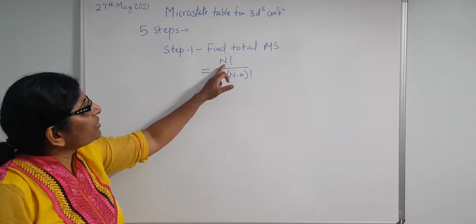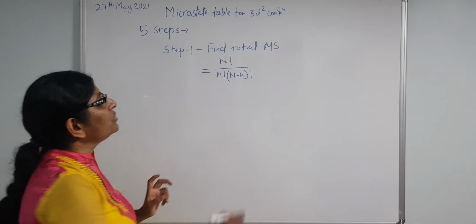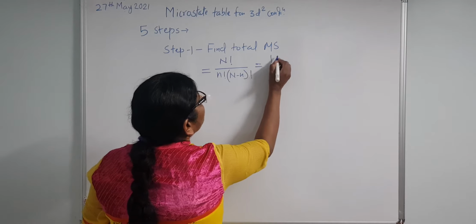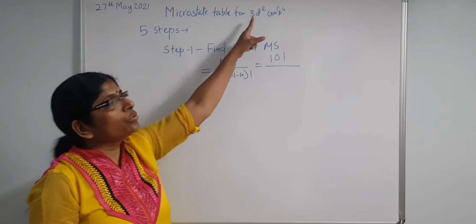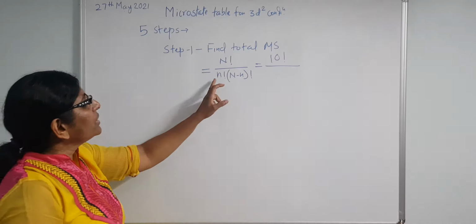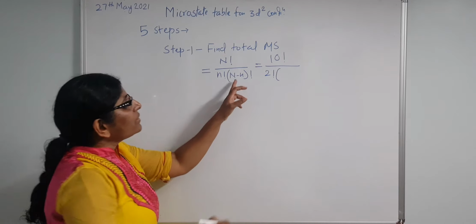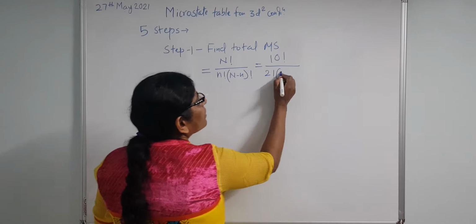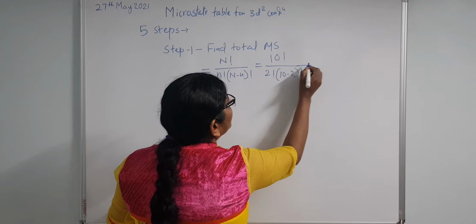Capital N is the total capacity of the orbital. This is the d orbital, so the total capacity is 10, so here it will be 10 factorial. How many electrons are there in the orbital? 2 electrons, 3d2 configuration, therefore 2 electrons. So here 2 factorial, and in bracket 10 minus 2 factorial.